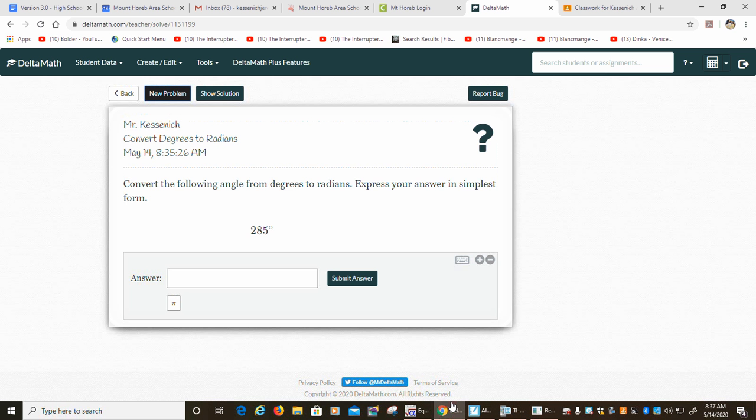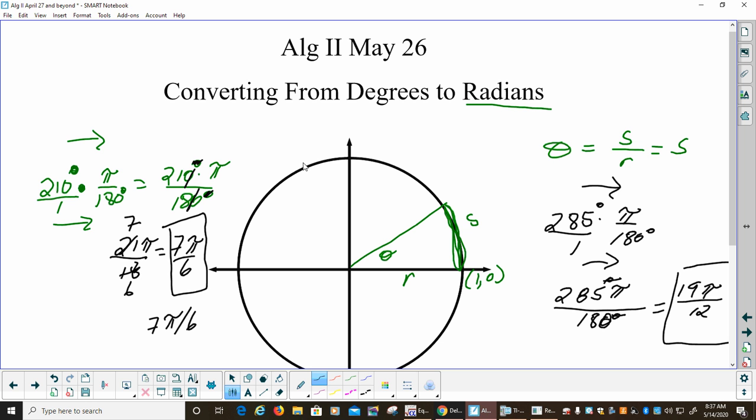Let's look at Delta Math. It's just asking you to convert the angles. You're going to do the same thing. It's just a bigger number. And there's the pi symbol. So when you need to type pi in, you're just going to type that. So for example, 210 degrees. That's going to be 7 pi over 6. Hey, we just did it. It's right there. 7 pi over 6.